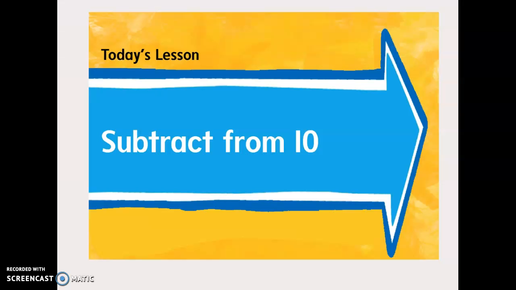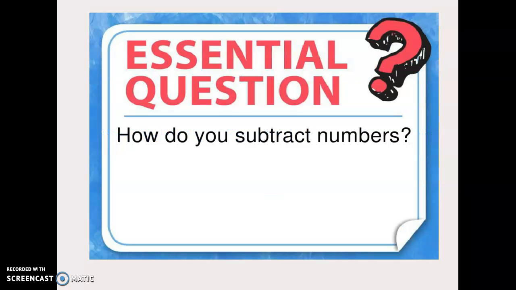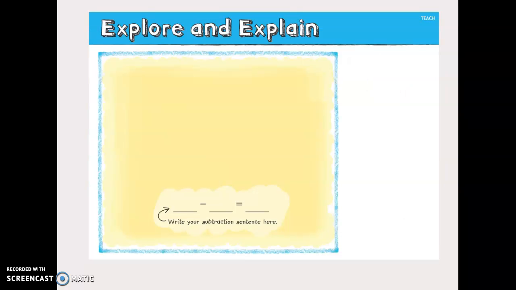Okay, today's lesson is called Subtract from 10. Our essential question is, how do you subtract numbers? All right, so we're starting on page 179, and my page doesn't look exactly like your page. It looks like your page has a tiger on it, and the tiger says, "Math makes me roar." All right, here we go.